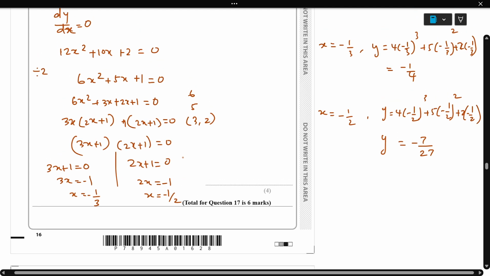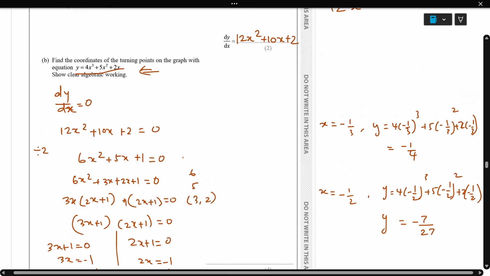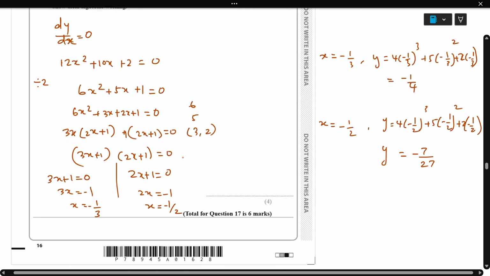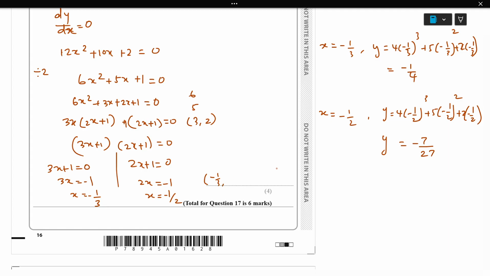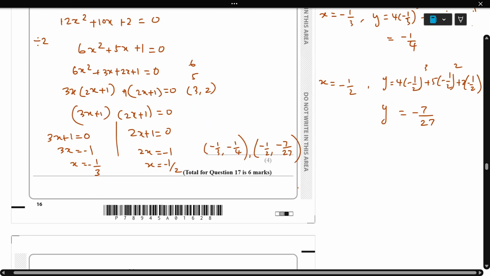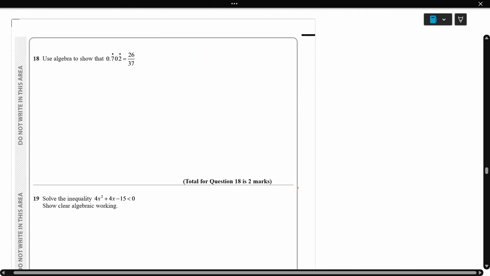We get 2 turning points because it is a cubic equation. The first turning point is x-coordinate minus 1 by 3, y-coordinate minus 1 by 4. The next one is minus 1 by 2 and minus 7 by 27. Those are the 2 turning points.